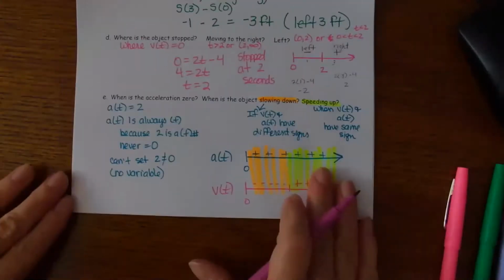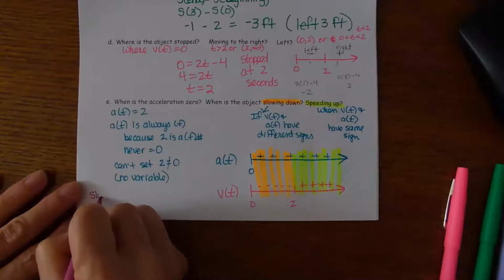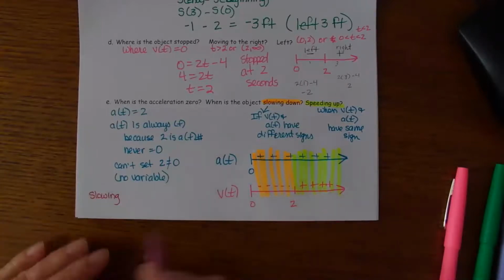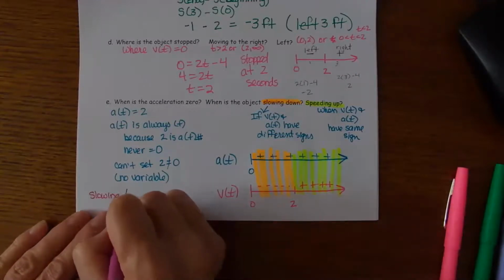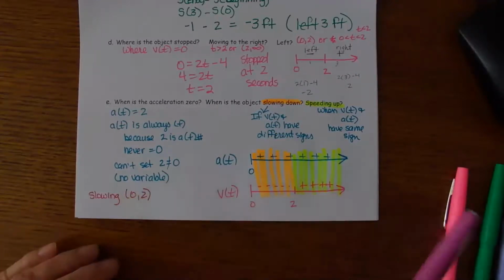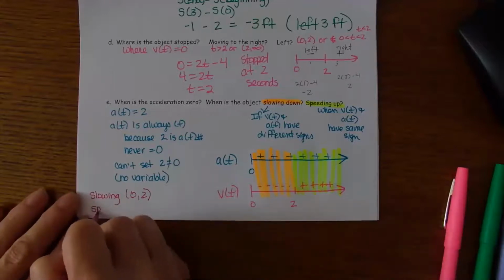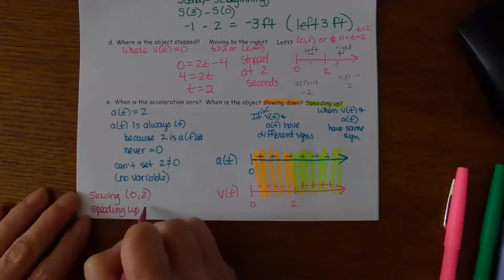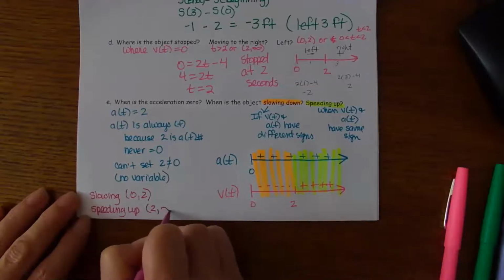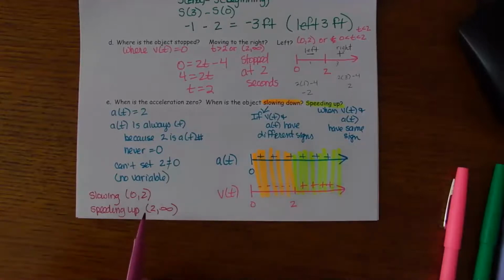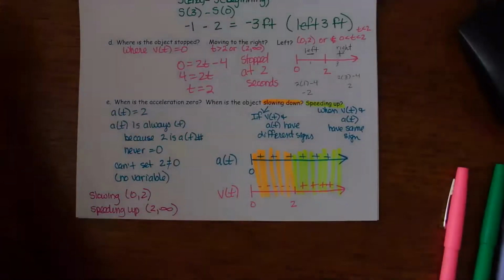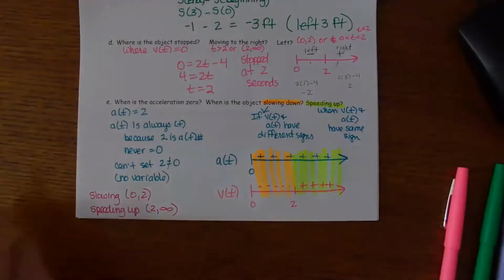So slowing, where is it slowing down? From 0 to 2 seconds. And where is it speeding up? From 2 to infinity. Now, why don't we have a bracket here? At 2, it stopped, so it's not slowing down or speeding up. We're almost done, y'all. We don't have much to do.